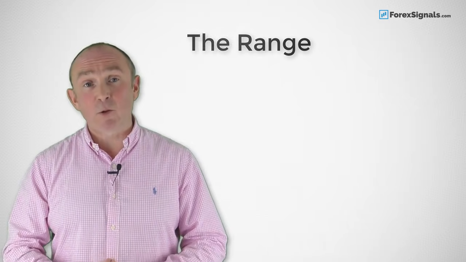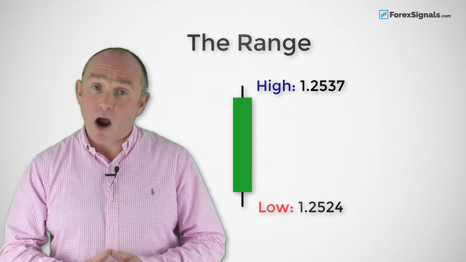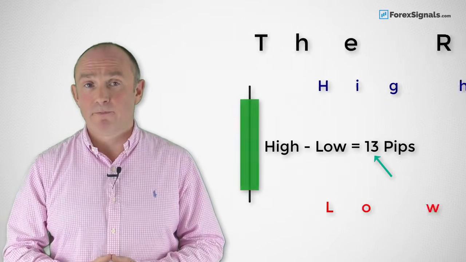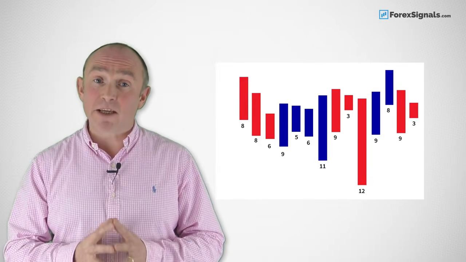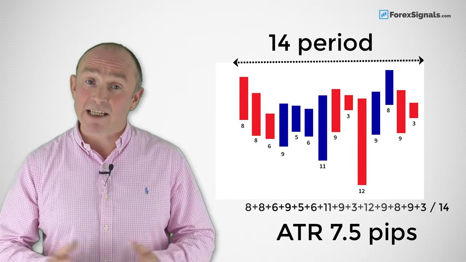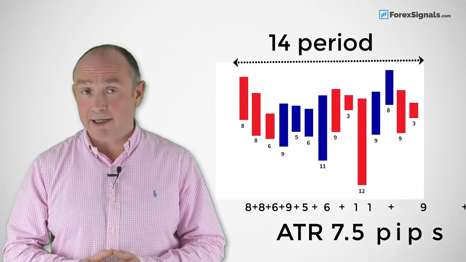Firstly, let's define range. The range is the difference between the lowest traded price and the highest traded price in any given time period, and is measured in pips. Now, the ATR averages out these ranges over a preset number of preceding time periods. The typical setting is a 14-period lookback.